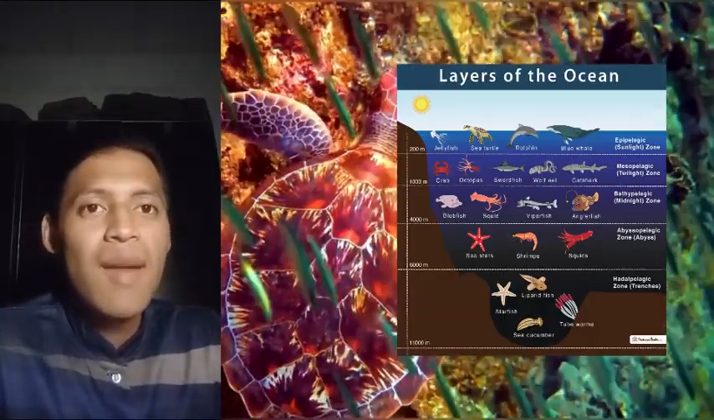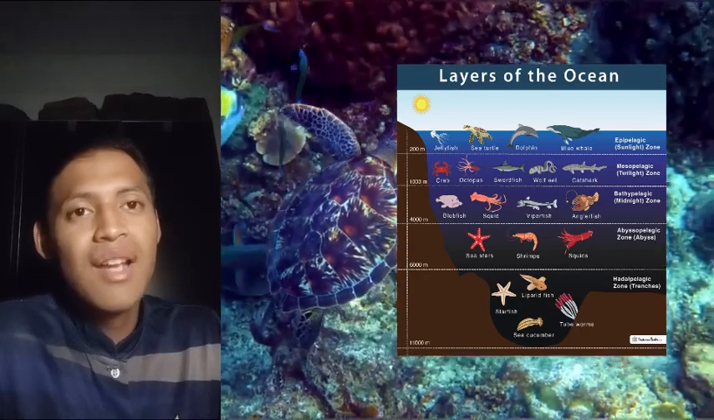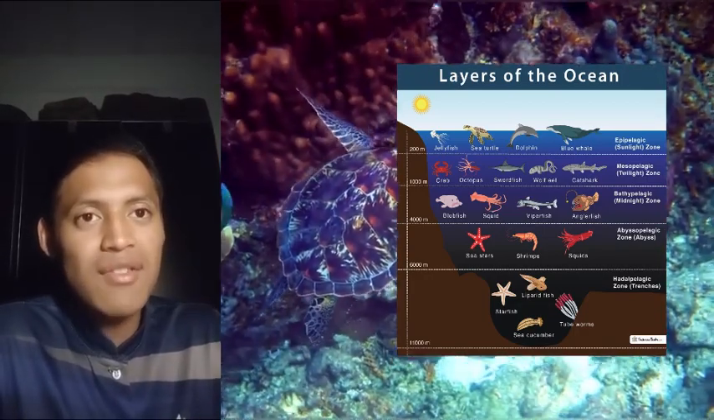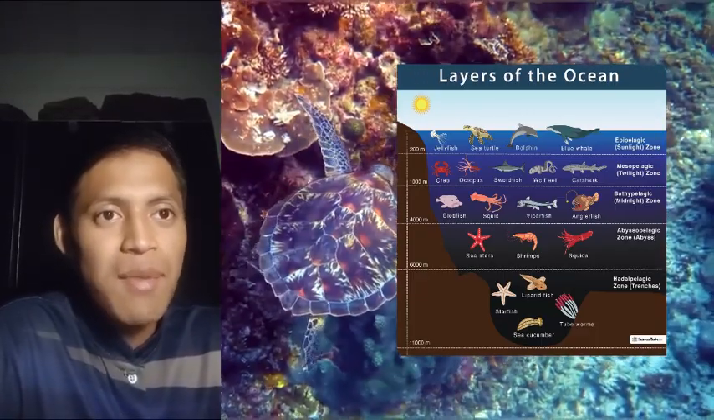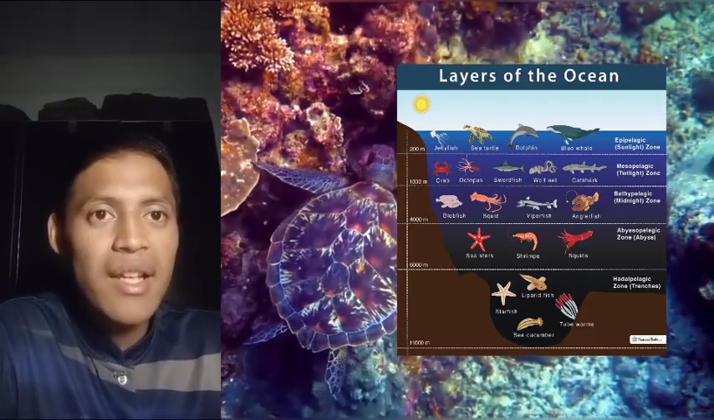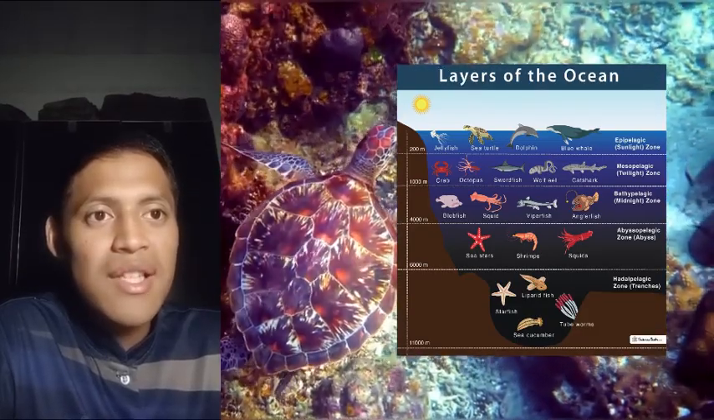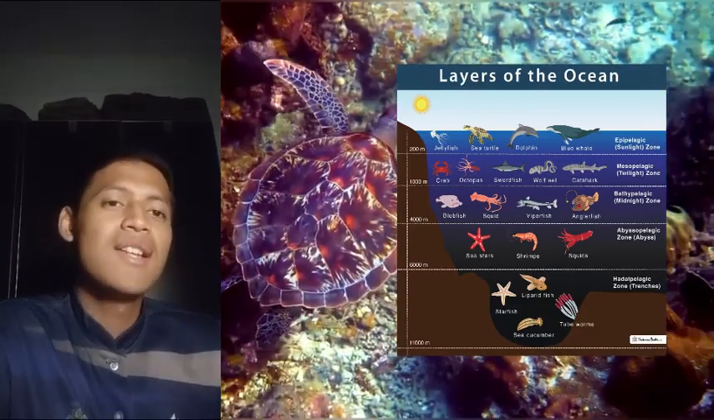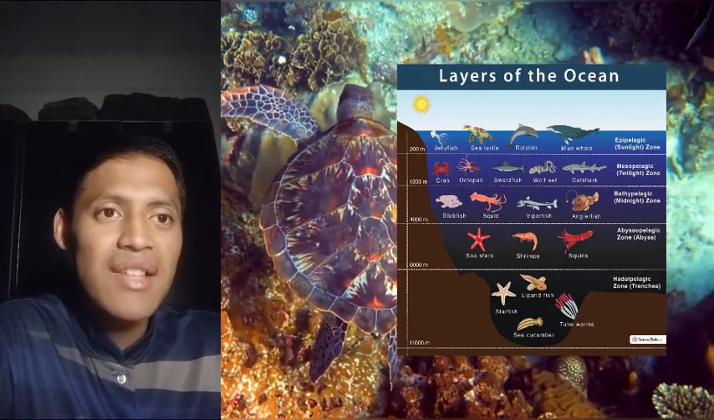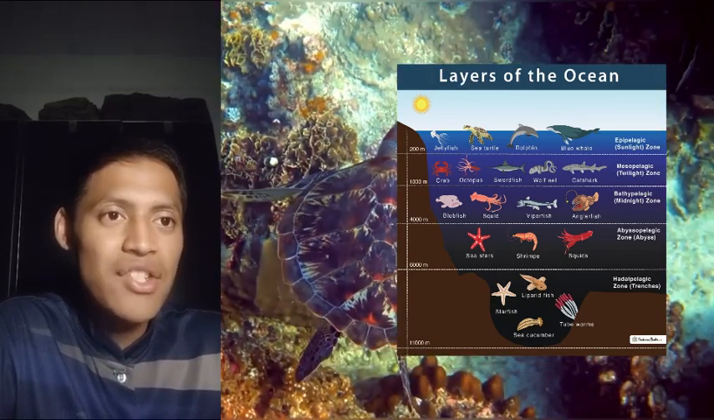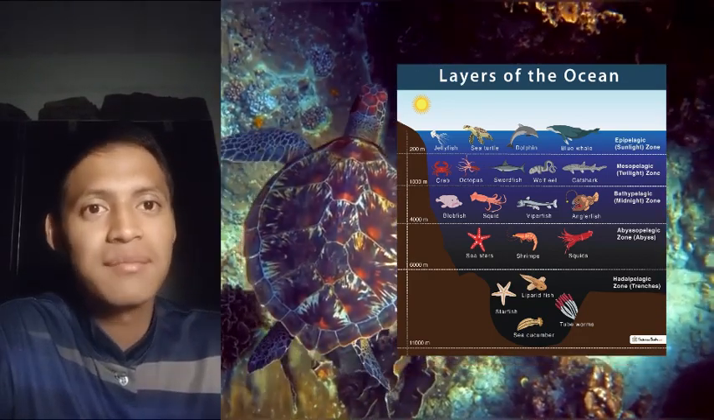Next one, the abyssal pelagic zone, abyssal zone. The depth starts from 4000 to 6000 meters. The characteristic of this zone is marked by extremely cold temperatures and immense pressure. It remains in total darkness, and the water contains very little organic material. Organisms that live here are such as giant isopods, basket starfish, and various types of worms.